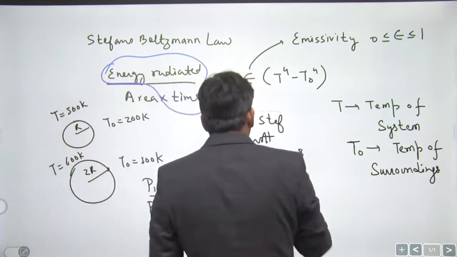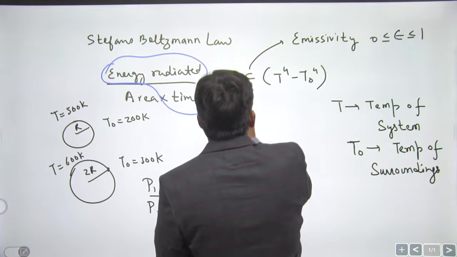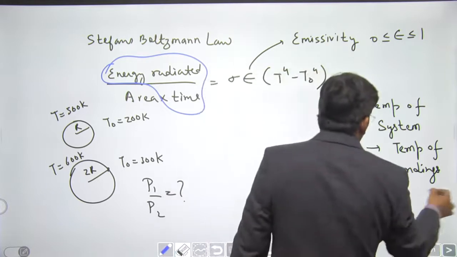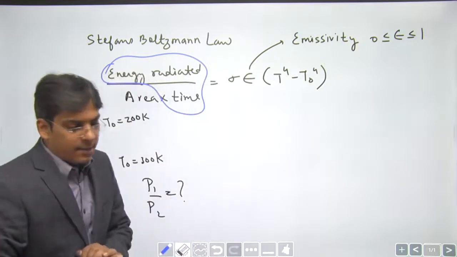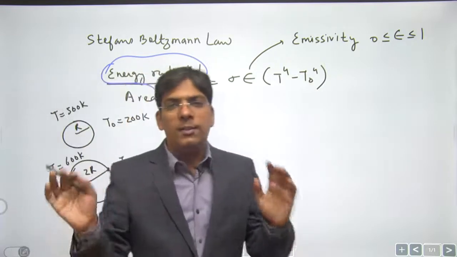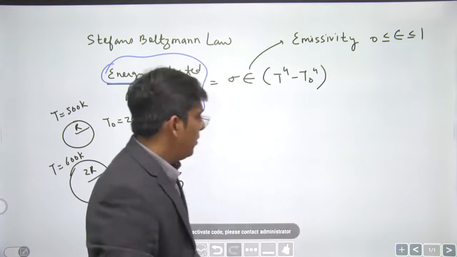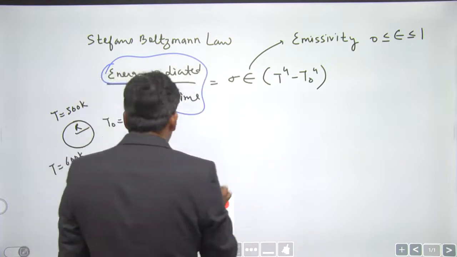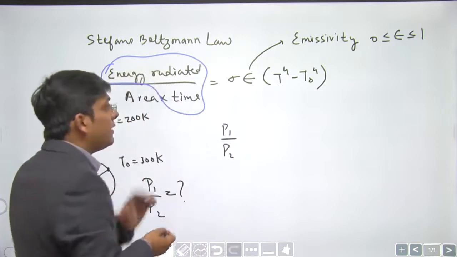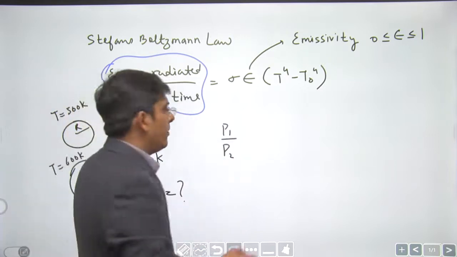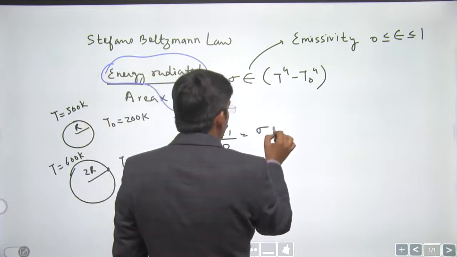Stefan-Boltzmann law is valid for all differences of temperature, and Newton's law of cooling is valid when the temperature difference is small, say up to 40 degrees Celsius. We can say that Newton's law of cooling is a special case of Stefan-Boltzmann law. Now let us compare P1 by P2. If the emissivity is not mentioned, we take the emissivity to be 1.